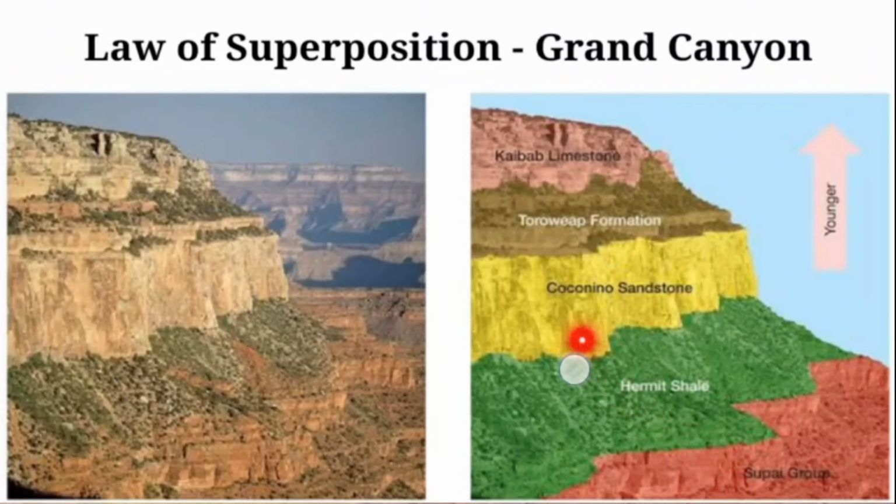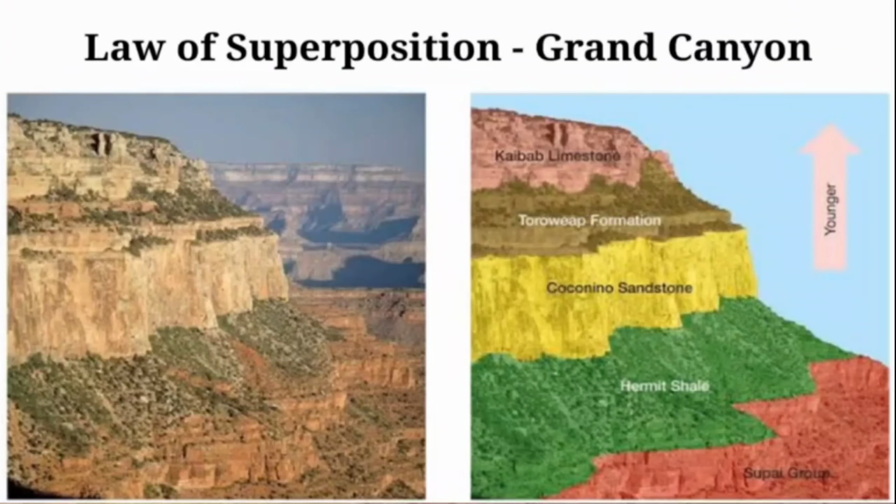So as you can see, this one is the actual picture of the Grand Canyon. And we have here the different compositions of the different strata or the rock layers of the Grand Canyon. So we have here Supai Group, Hermit Shale, Coconino Sandstone, Toroweap Formation, and the Kaibab Limestone.